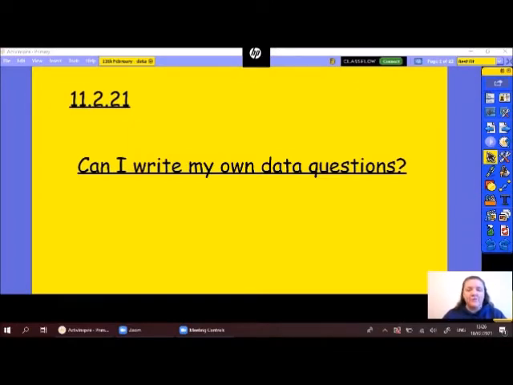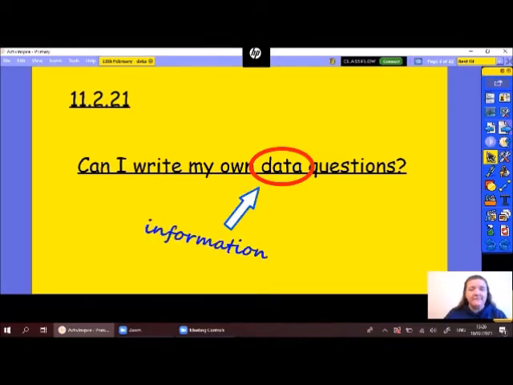Today we're going to carry on working with data, but today your learning objective is, can I write my own data questions? But can you remember what data actually means? Yeah, it just means information. So we're writing our own information questions about the charts that we've made this week. So you need to pause the video here and go and get your chart that you've made.